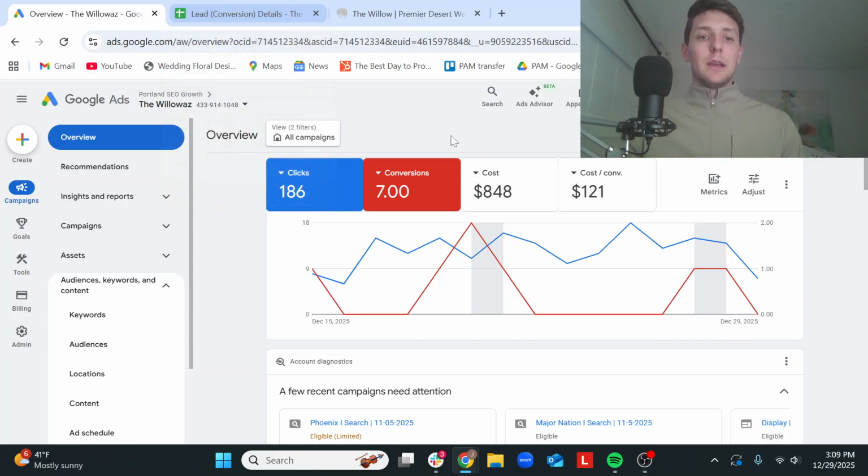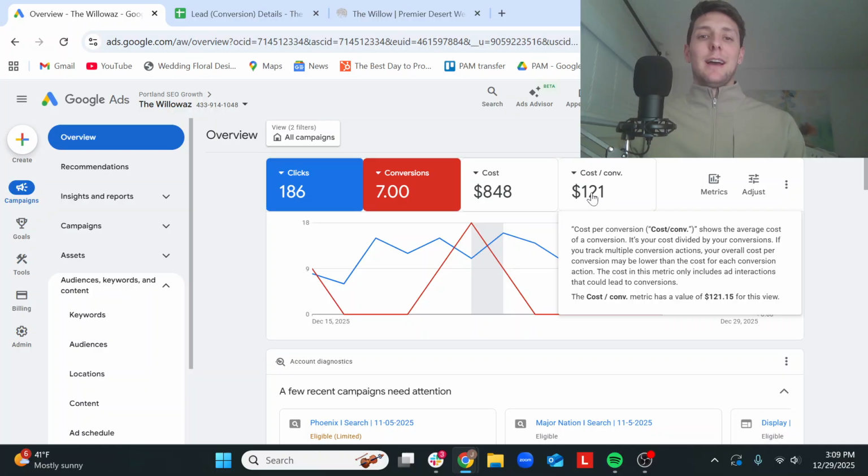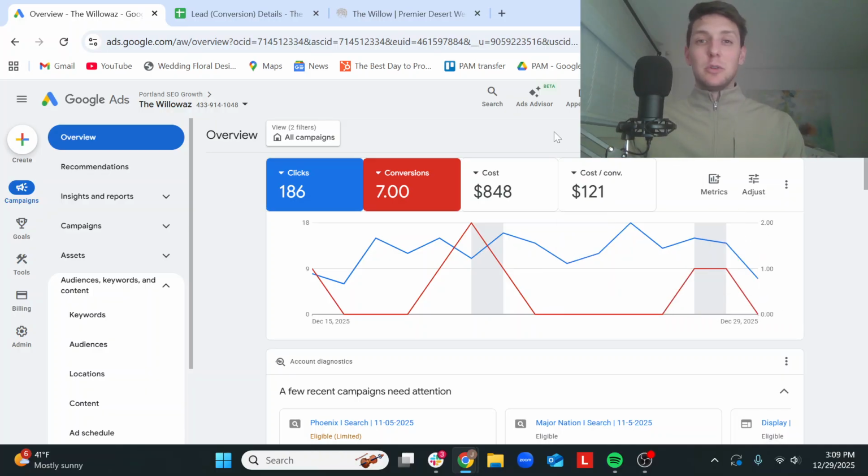Final note on this client, because it is important to note, is their average wedding is between $5,000 and $15,000 depending on weekday versus weekend. And again, that's important to note because there are some wedding venues out there that $2,000-$3,000 you basically just rent the space. They need really, really low cost per conversions.